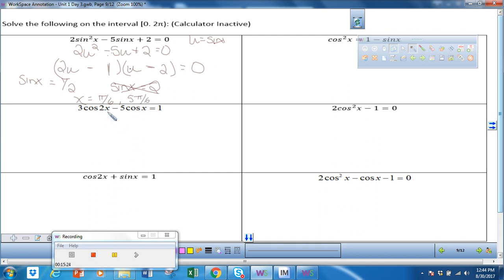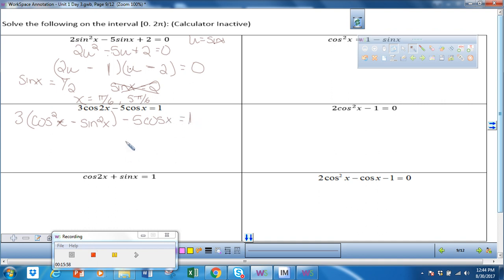Okay, 2x and cosine x are different. In order to solve this, they all need to be in terms of cosine x. But remember, we have our handy-dandy little table over there, and we can write that 3 cosine 2x is the same as 3 times cosine squared x minus sine squared x, minus 5 cosine x is equal to 1.